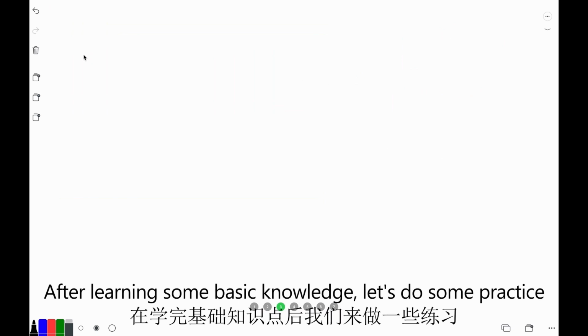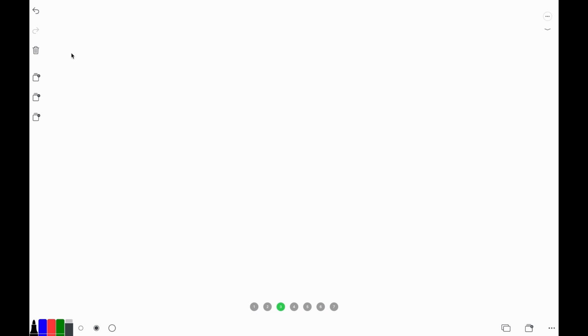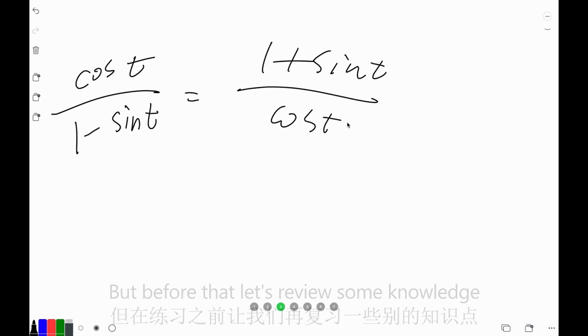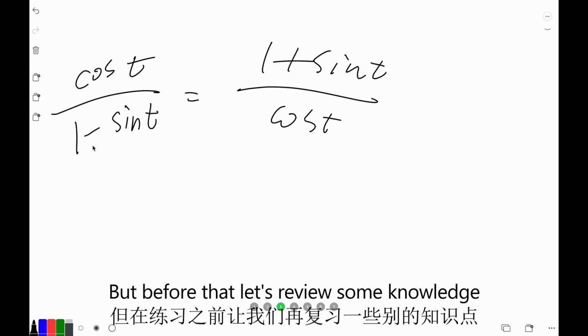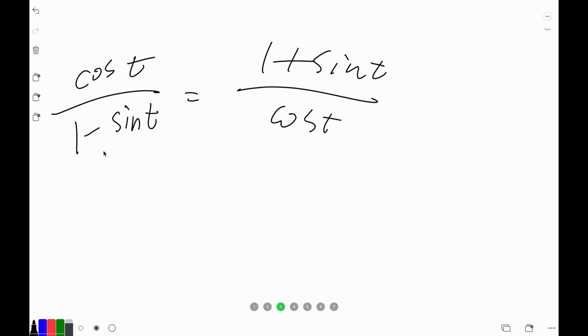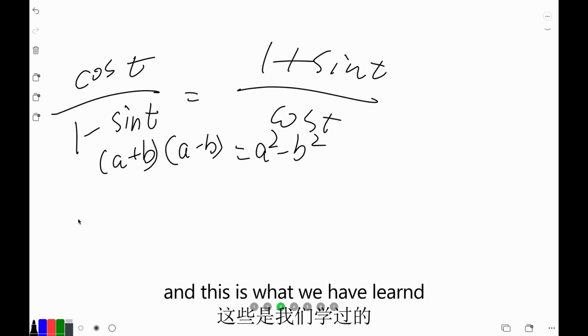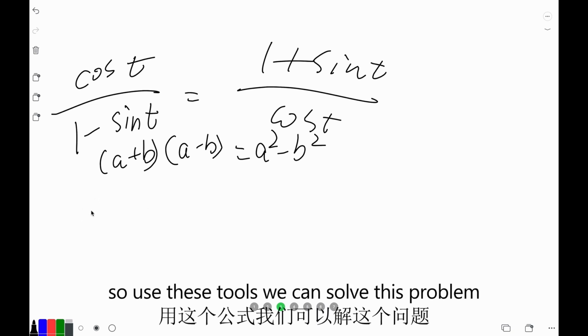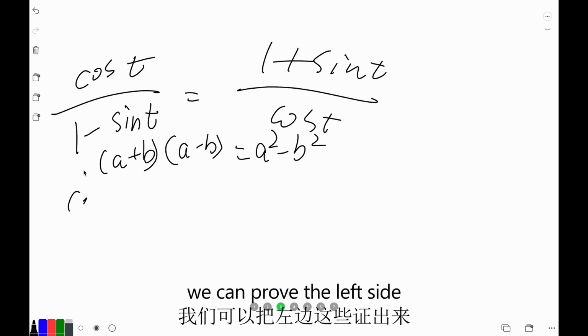After learning some basic knowledge, let's do some practice. But before we do this, let's review some knowledge. (a plus b) times (a minus b) equals the square of a minus the square of b. This is what we have learned. So using these tools, we can solve this problem. We can prove the left side.